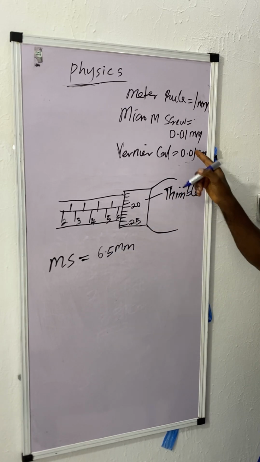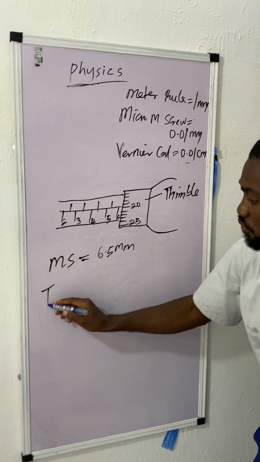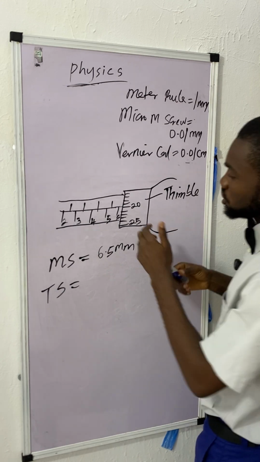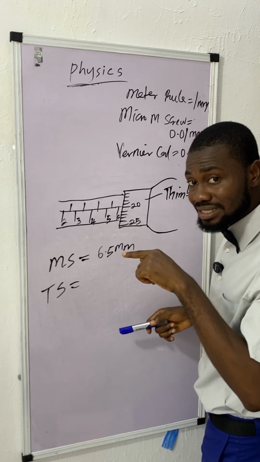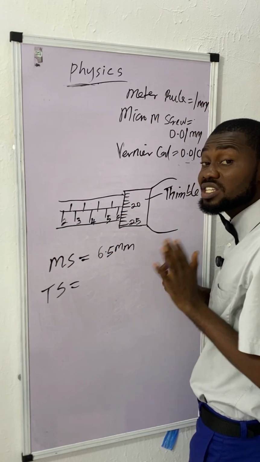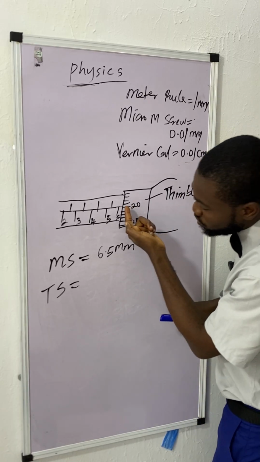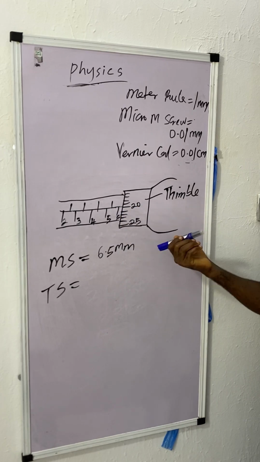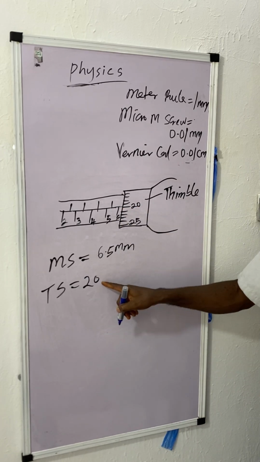When you want to read the thimble scale, that is where you will observe the zero error. Remember, it's in millimeter for the micrometer screw gauge. How do we read the thimble scale? Look at the point where this straight line aligns on the thimble scale. You might not see a straight coincidence like in the vernier caliper, but just look at where this straight line points on the thimble scale. It points directly to 20, so 20 millimeter.